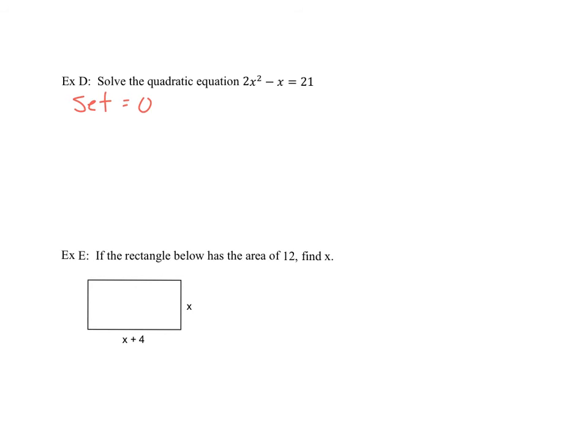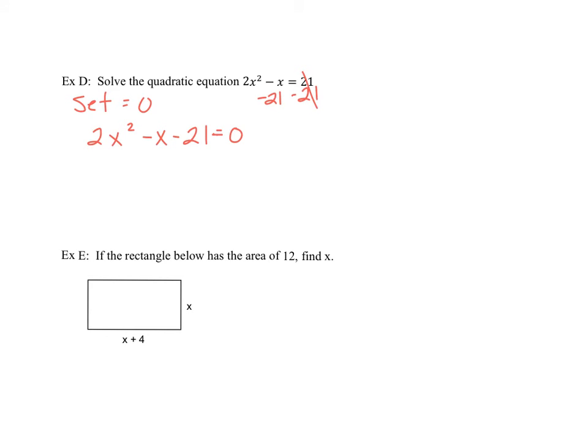So what I need to do to set it equal to 0 is I need to move the 21 to the other side. So I'm going to subtract 21. So it's going to look like 2x squared minus x minus 21 equals 0. So now I've got it all on the same side. Now I can start factoring.